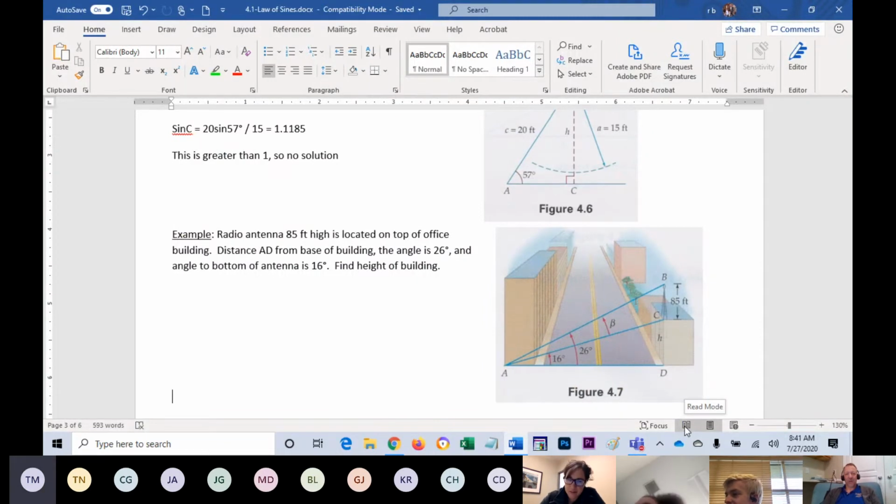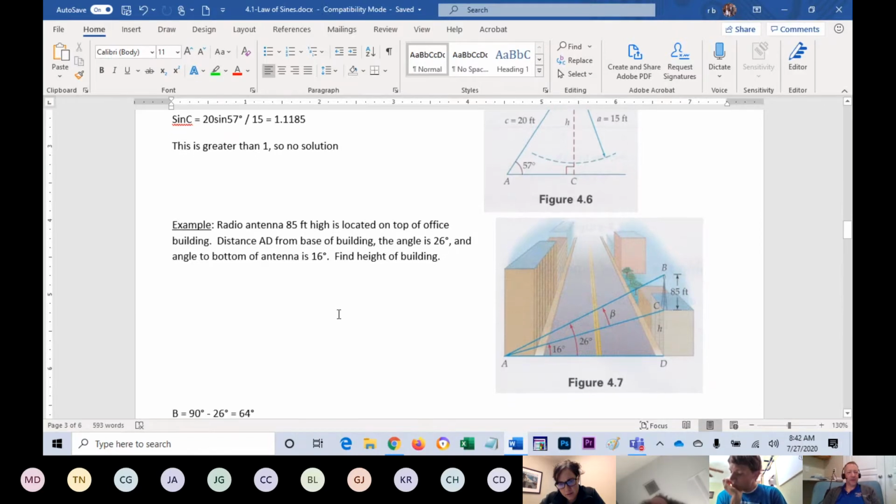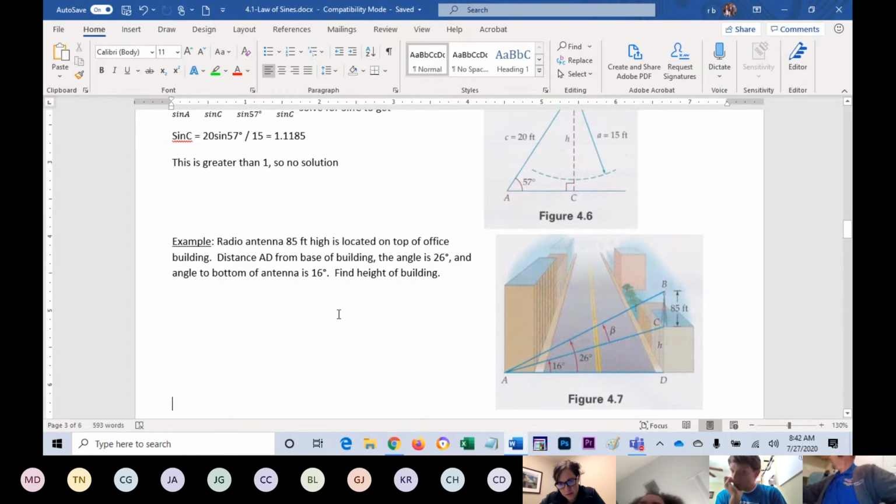So are we given the distance AD? Does not look like it. Maybe we have to, do we have to know that? Let me think about that. I wonder if I forgot something there. We can figure out angle beta just by subtracting 26 minus 16. That's going to be 10 degrees. Correct. So angle beta is 10 degrees.